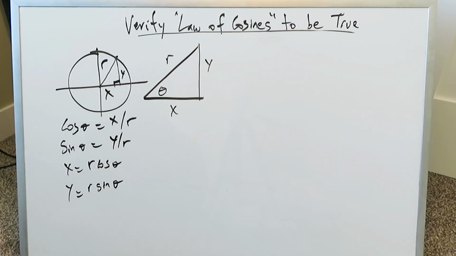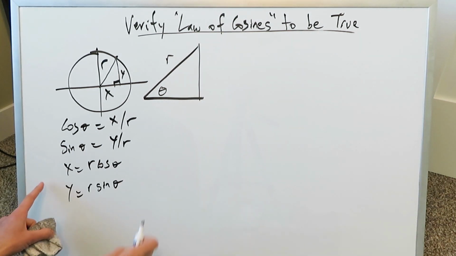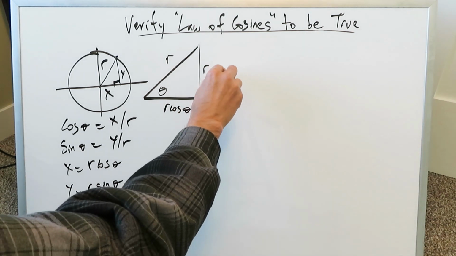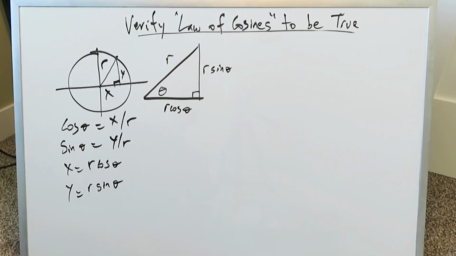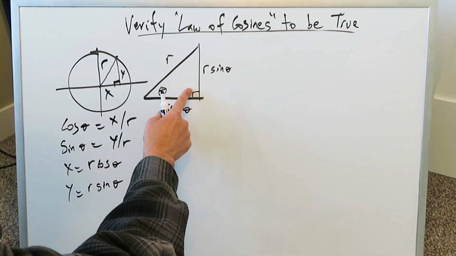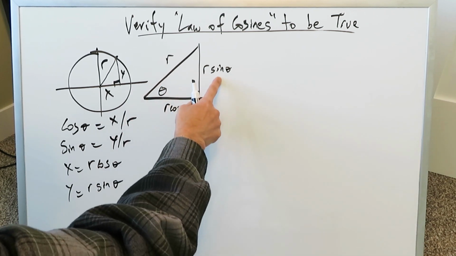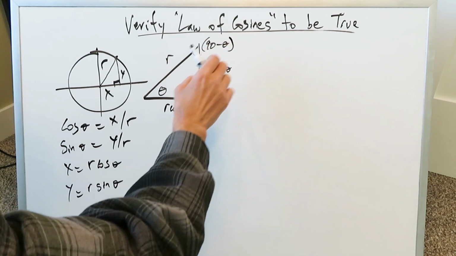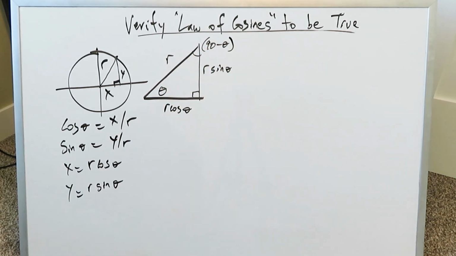Now take the same triangle and replace the dimensions you've just determined. X was equal to R cosine theta. Y was equal to R sine theta. You know this is a right triangle. We have over here representation of an angle, its corresponding side, another angle and its corresponding side, and a third angle. You know this will be 90 minus theta because these two are complementary angles, and its corresponding side.